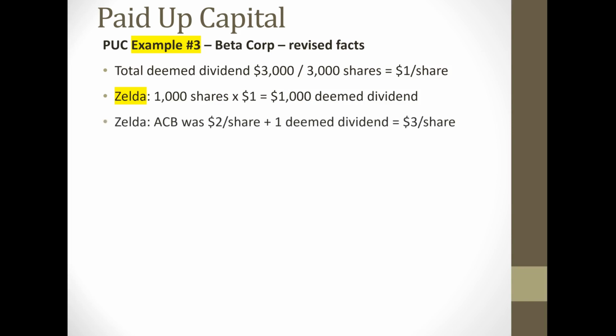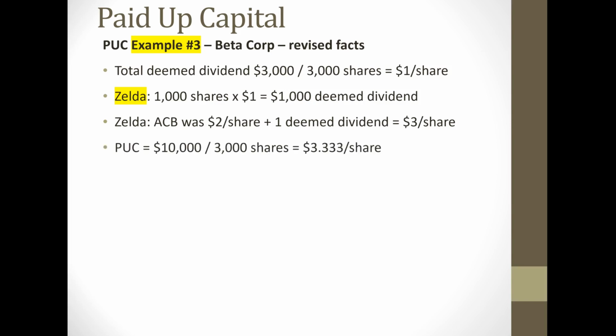Now, because she's going to be taxed on this $1,000 deemed dividend, her adjusted cost base can now be increased by the $1 deemed dividend per share. So she's going to be made liable to include this $1 deemed dividend per share in her income. She's going to be taxed on it. And so in order to make that fair, her adjusted cost base is going to be increased by that $1 deemed dividend. So now her adjusted cost base is going to be $3 per share.